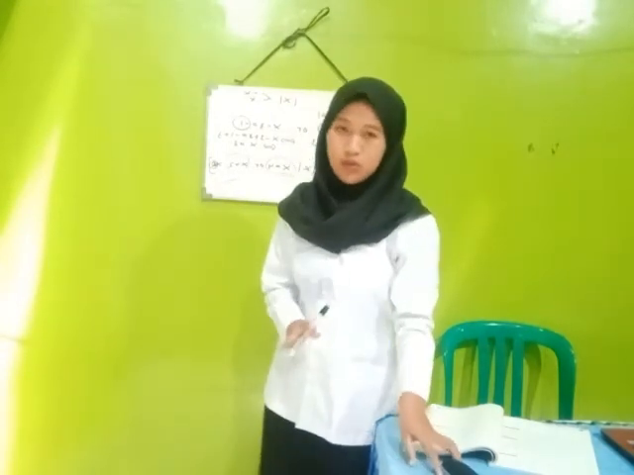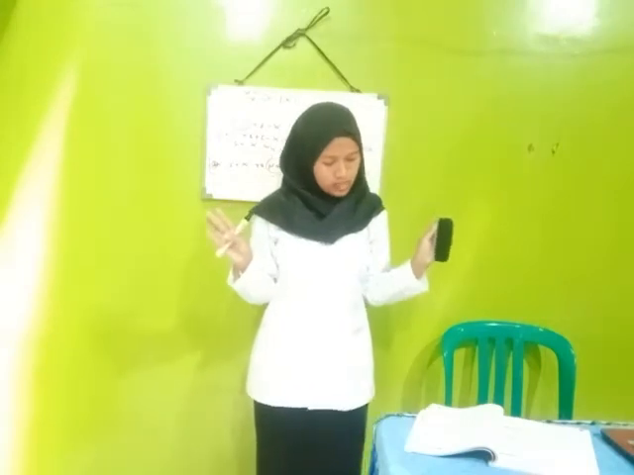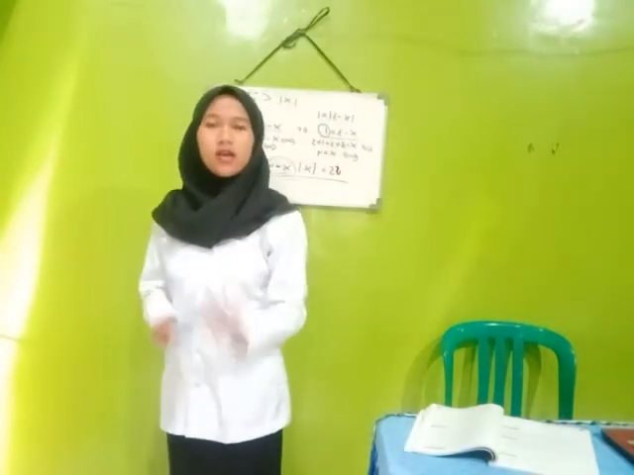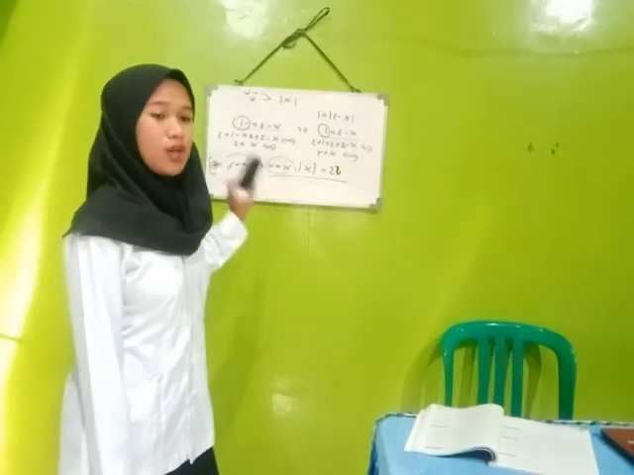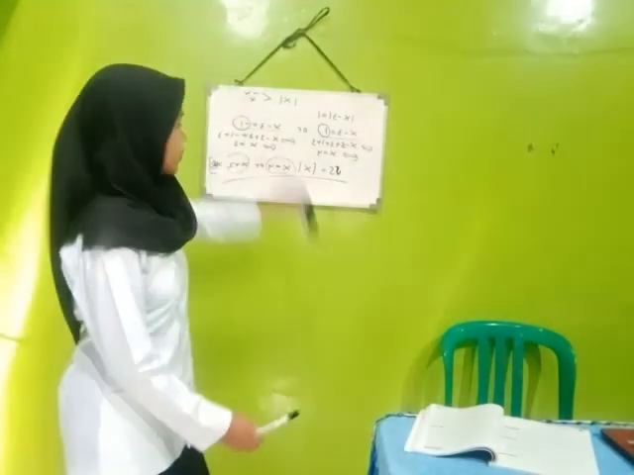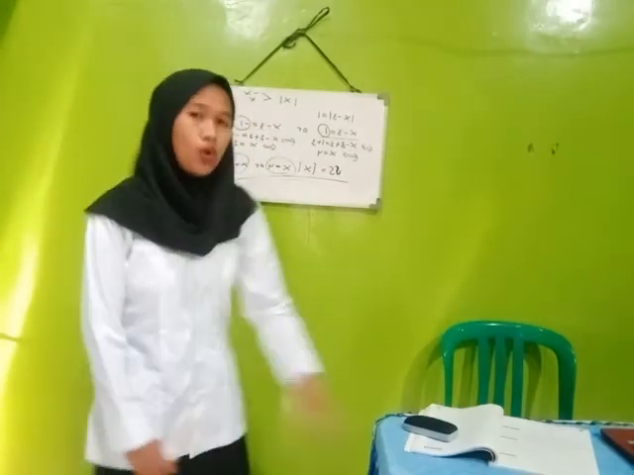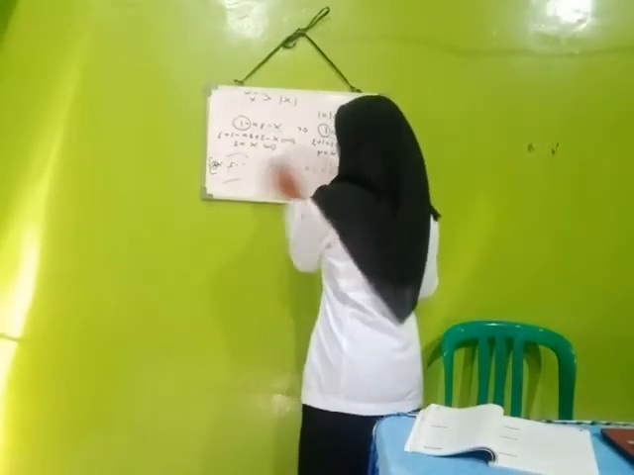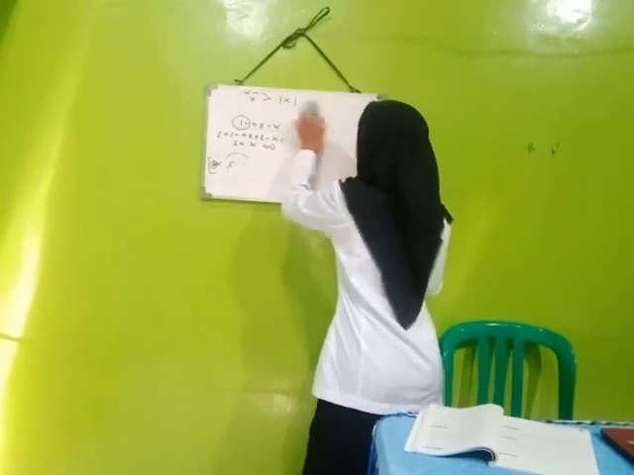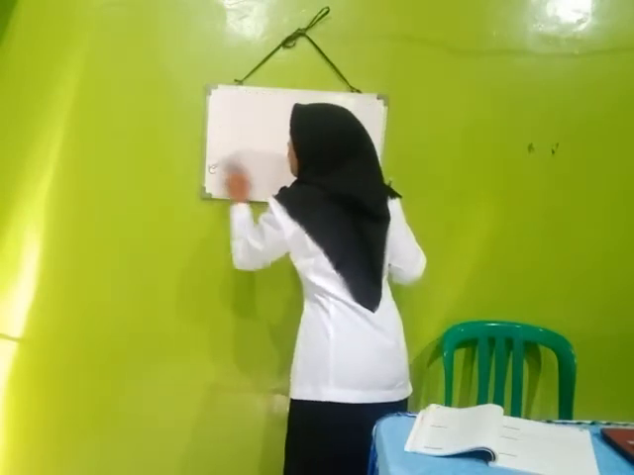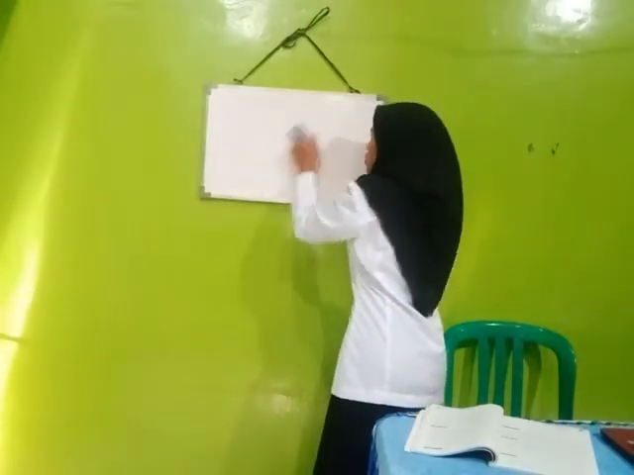Okay, if there's no question, we go to the inequality of the absolute value. This example is an example of the equation of the absolute value using the definition. And now we go to the inequality of the absolute value. Can I remove this? Okay. And then for the inequality of the absolute value, we take note of the characteristics of the absolute value of the inequality.